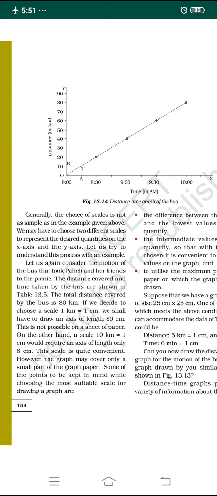So now let us again consider the motion of the bus that took Paheli and her friends to the picnic. Let us take the example of the motion of the bus which took Paheli and her friends to a picnic.